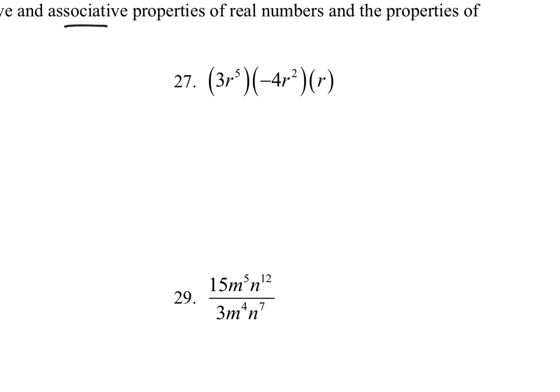27, we can do the same thing. Or you can go ahead and strictly multiply. Remember, it's constant times constant. And then all the matching bases can be multiplied together as well. So you end up with negative 12 r to the 8th power.